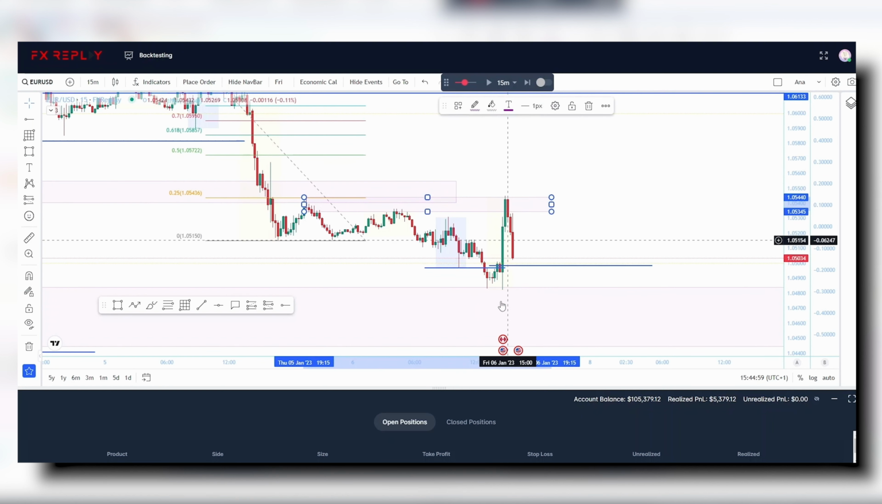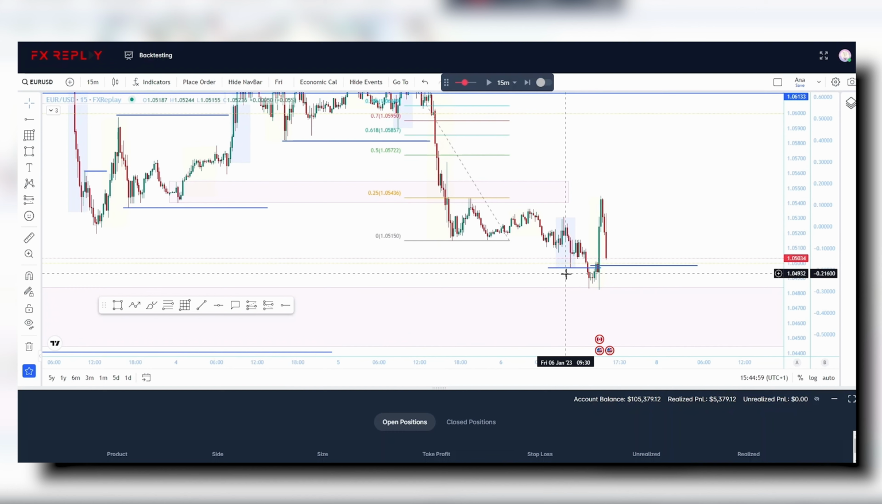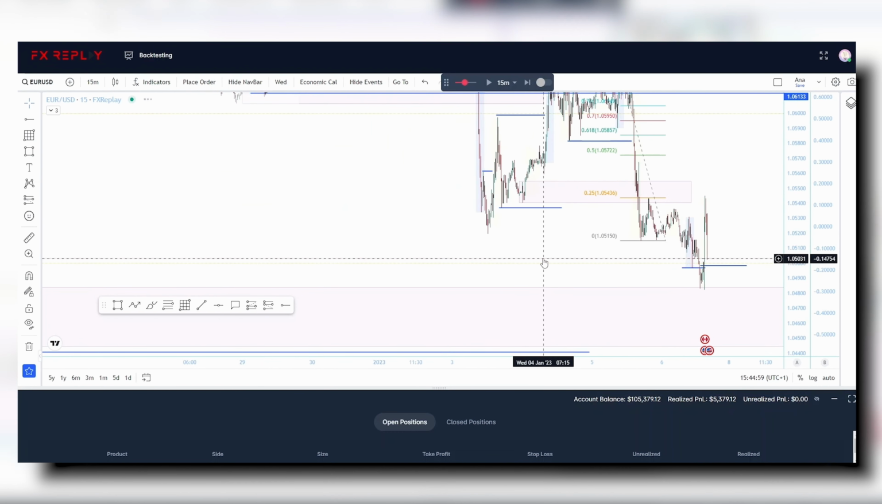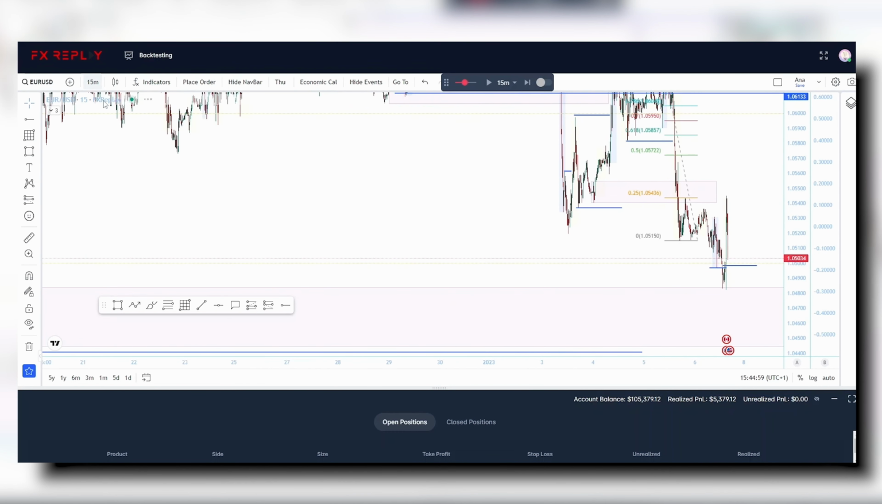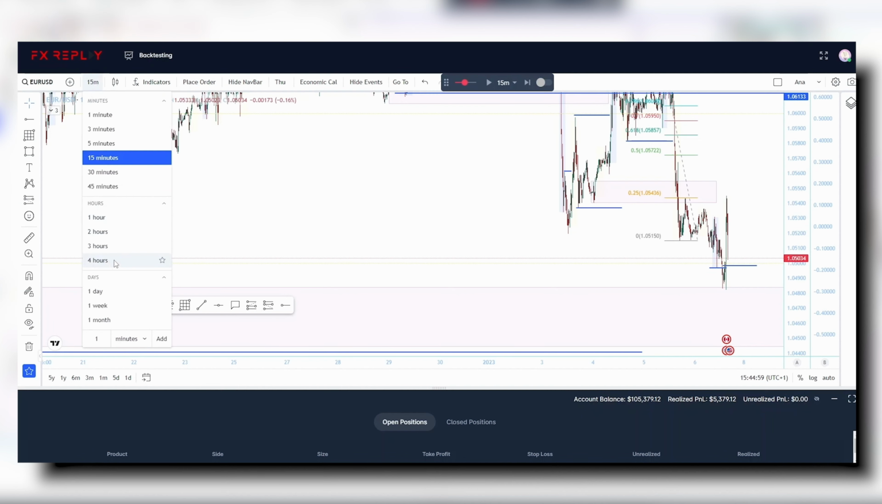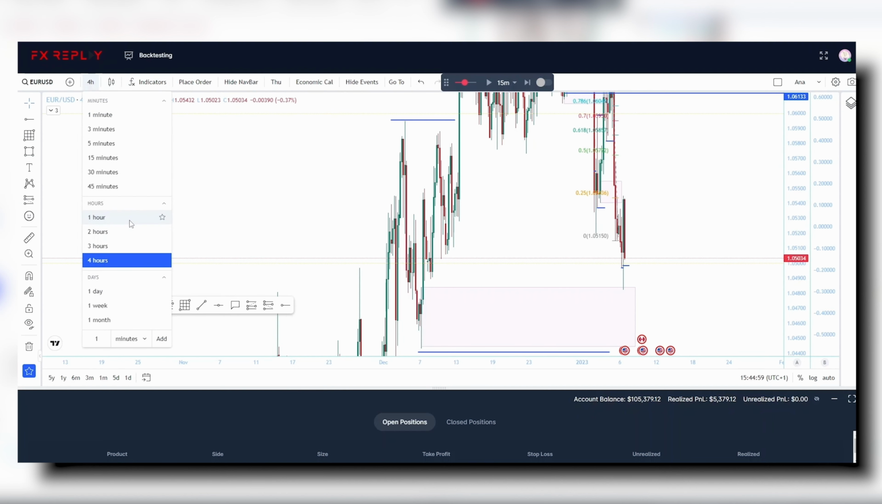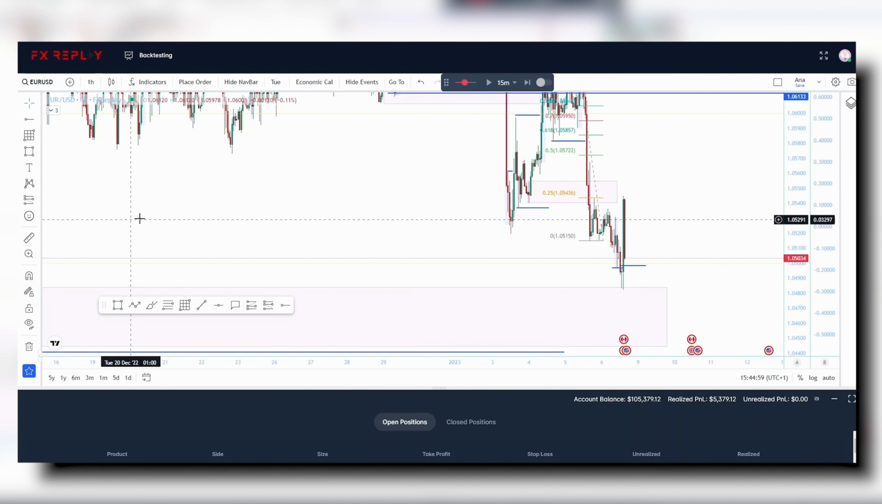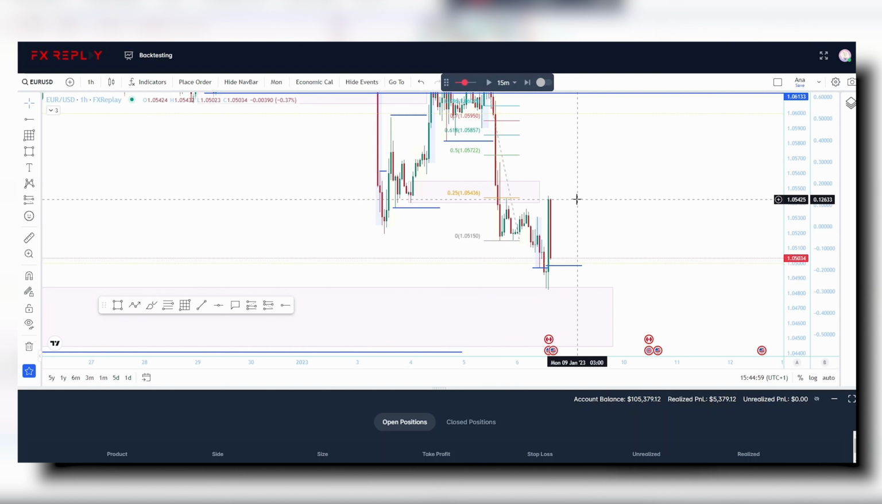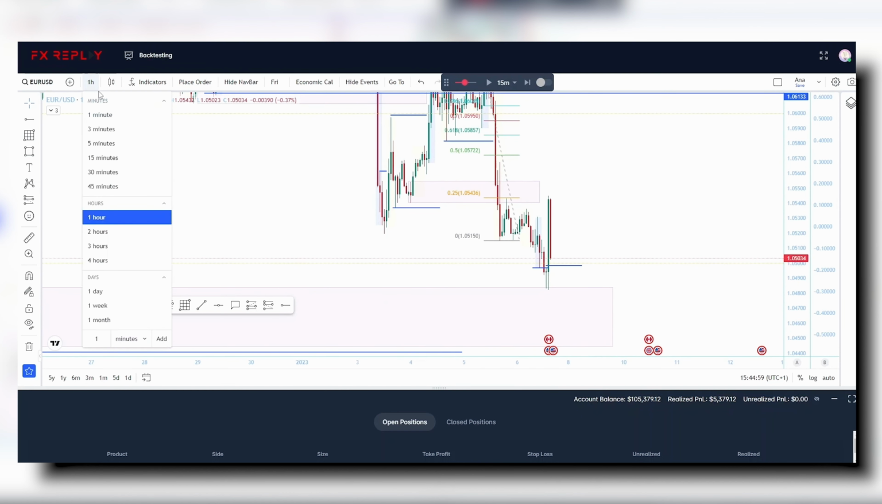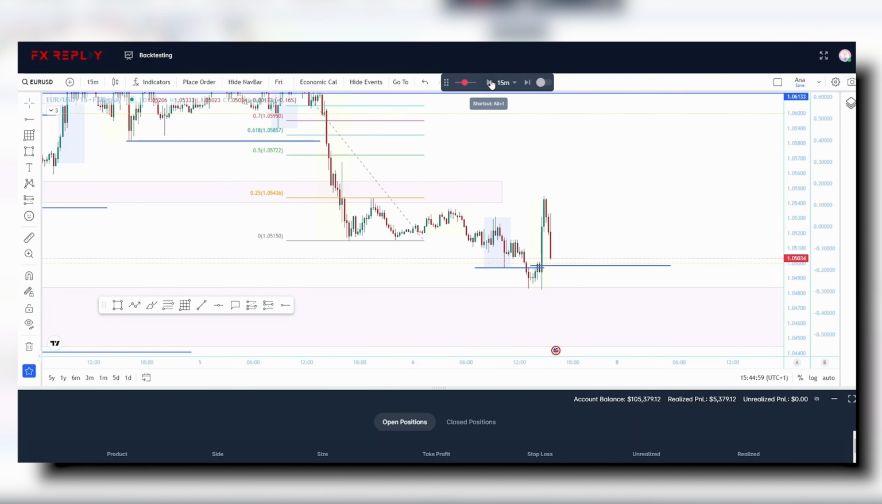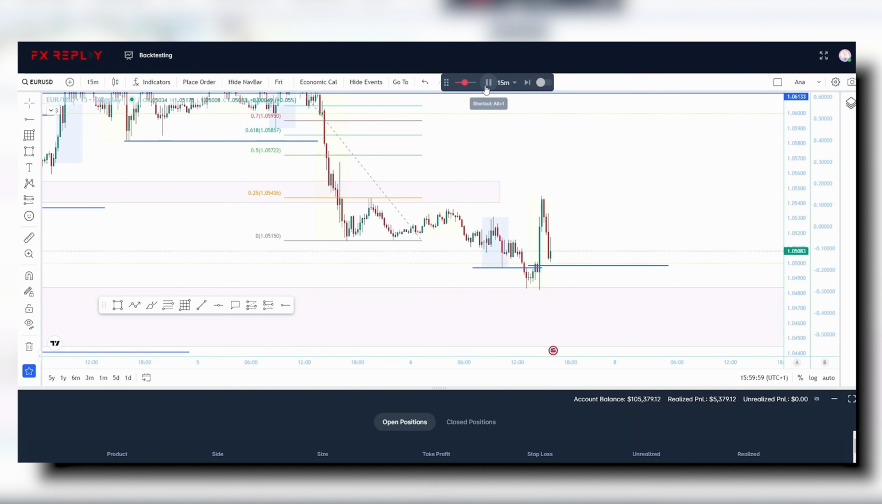But yeah, I always remove them when we reach the target. So where we are at a 4-hour level. Oh my god. So as we can see, we just tapped into a point of interest on a higher time frame, and we had this liquidity grab. So I'm not gonna touch the market because this could be just a liquidity grab and continuation on the downside.